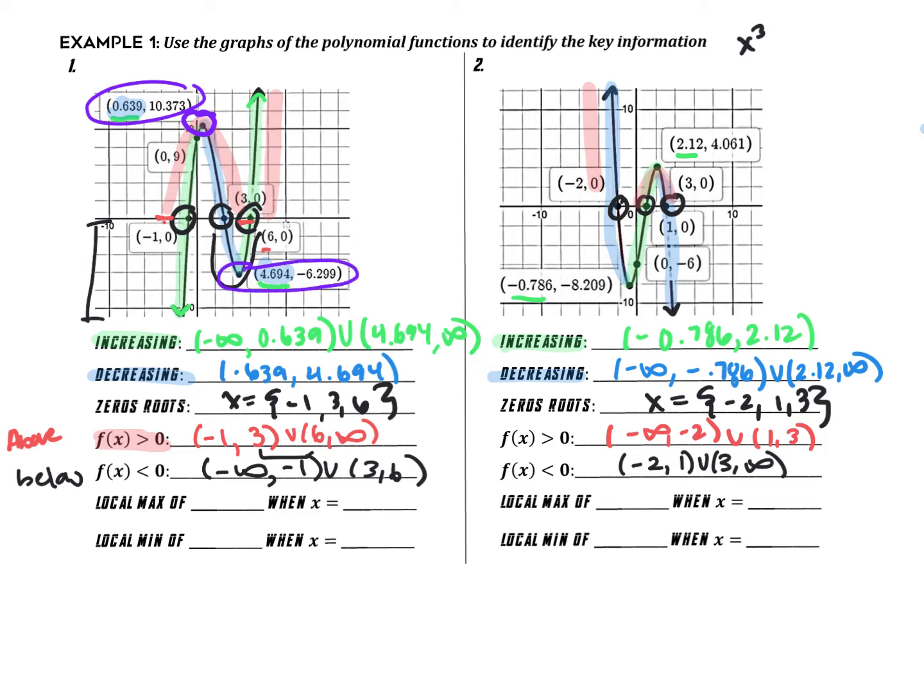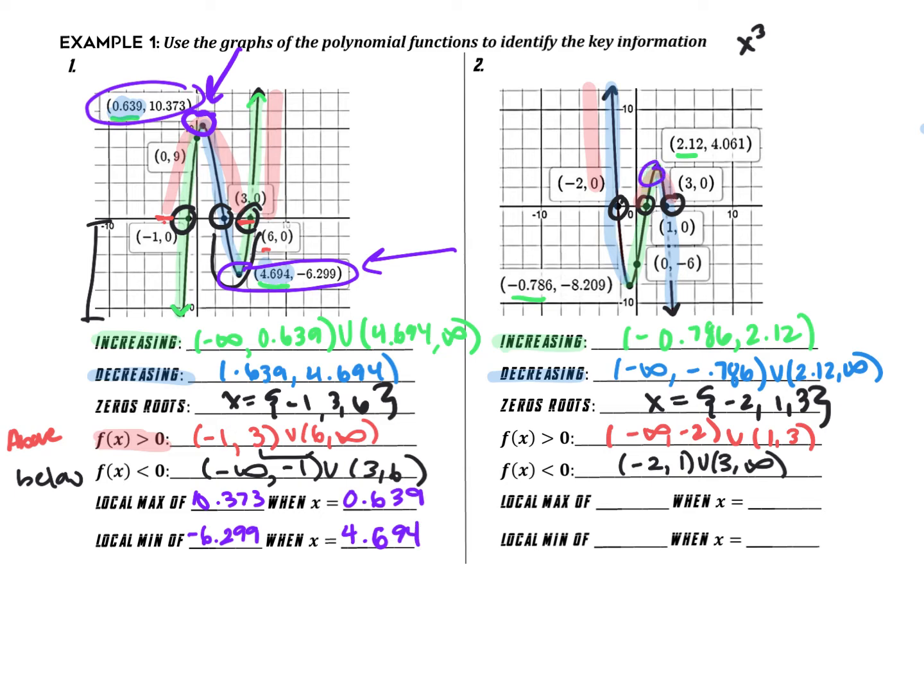So there is a local max. What is this maximum value? It's the y value, 10.373. And when does that happen? It happens when x is 0.639. There's a local minimum of, what is that value? -6.299. When does that happen? It happens when x is 4.694.